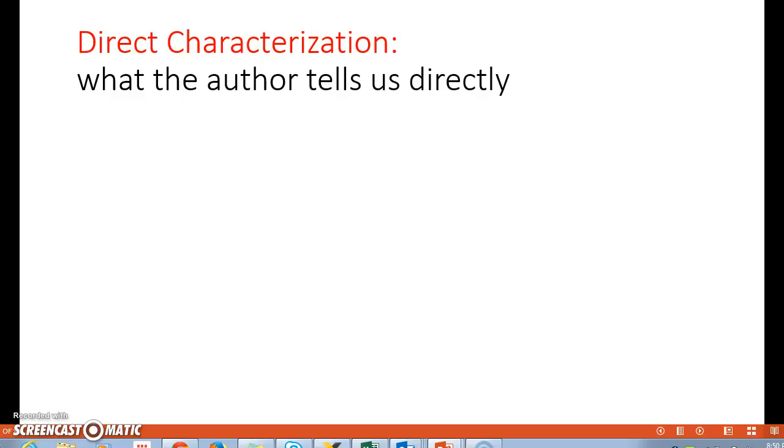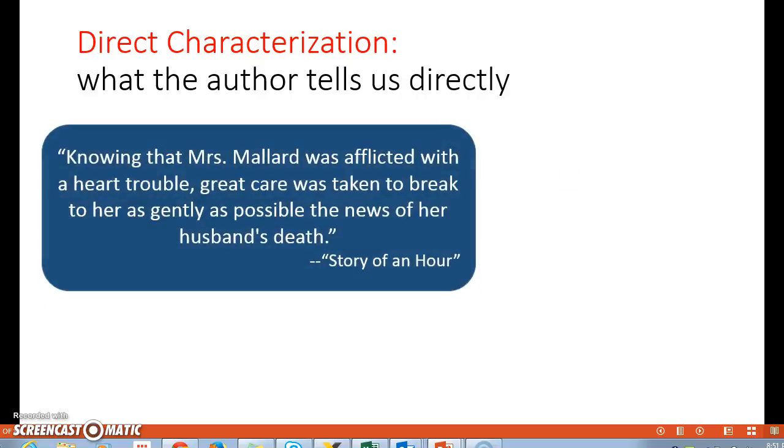So direct characterization, let's do some examples. That's what the author tells us directly. Remember Story of an Hour? We read it a few weeks ago. Look at this first paragraph actually from the story.